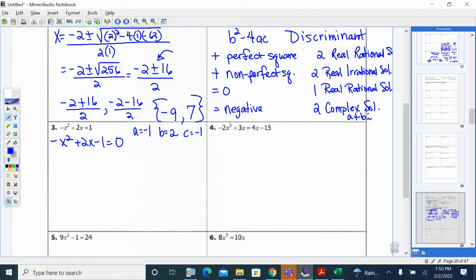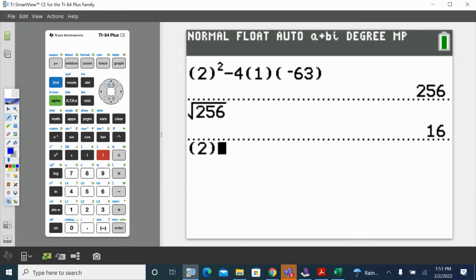And then we're going to plug this into the quadratic formula. X equals the opposite of B plus or minus the square root of B squared minus 4 times A times C, all divided by 2 times A. So now I'm going to find my discriminant for number 3 by plugging in 2 squared minus 4 times negative 1 times negative 1. Most of us can probably do that in our head, but I'm going to go ahead and do it here in the calculator.